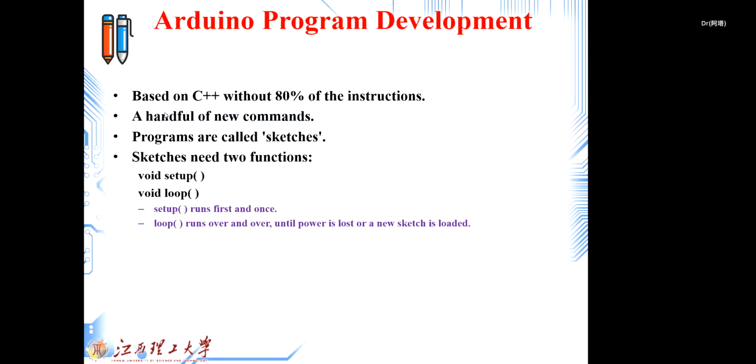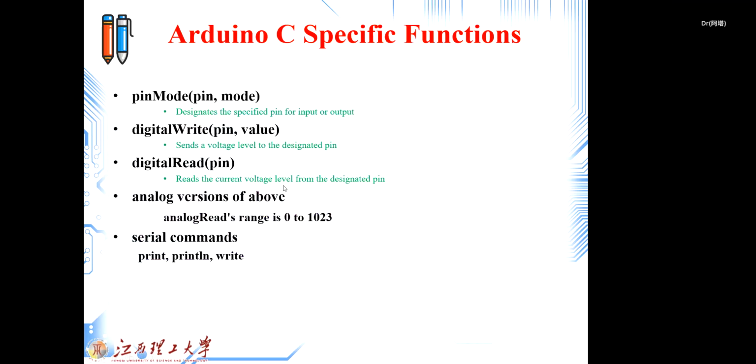Okay. And which programming language should we use? It's very simple again. C++, where about 80% of instructions are using it. And any program in Arduino has two parts: setup and loop. The setup part runs first and only once, and the loop part is the repeated part that you are using inside your program.